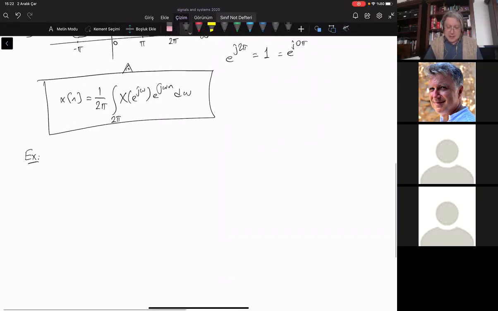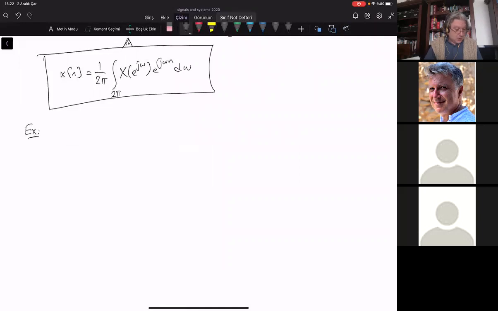Let us determine the discrete time Fourier transform of some well-known discrete time signals. The first one being x of n equal to a to the n u of n, which somehow resembles e to the minus at u of t, because this is also an exponential. And this exponential is a convergent exponential, and the Fourier transform will exist if a is less than 1 in magnitude. Because as n goes to infinity, a to the n should better go down to 0. Otherwise, we won't have a convergent summation for the formula of the Fourier transform. So we want this magnitude of a to be less than 1.